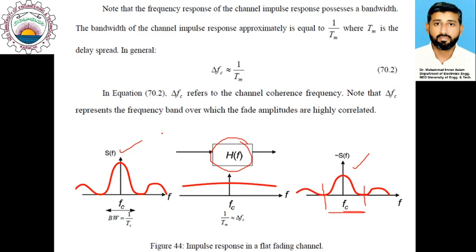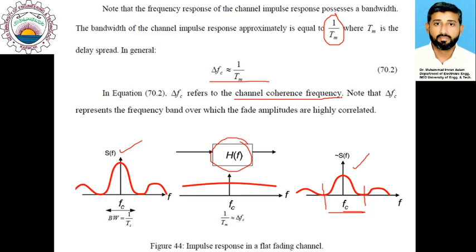So how does this response relate to the delay spread? Actually, the channel also has a certain bandwidth. As we discussed previously, the channel behaves like a filter. So the channel also has a certain bandwidth, and that bandwidth is represented in terms of the delay spread, which is Tm, and this bandwidth is approximated as 1 over Tm. This delta Fc is known as the channel coherence frequency or channel coherence bandwidth.